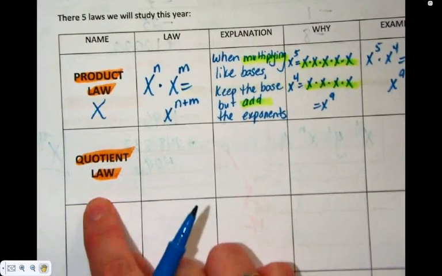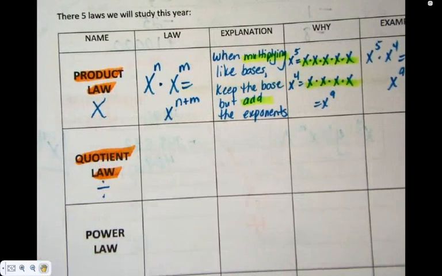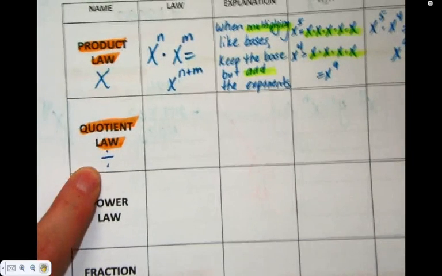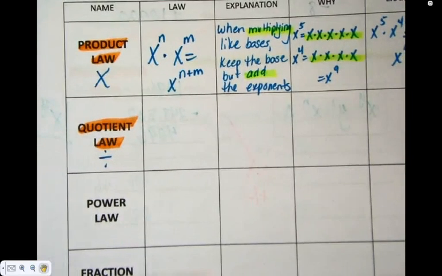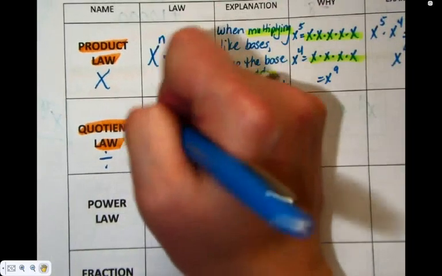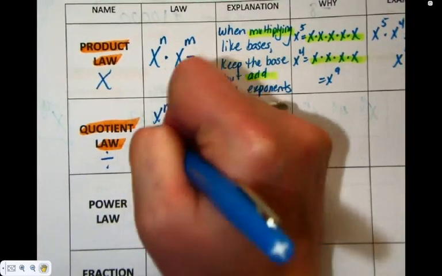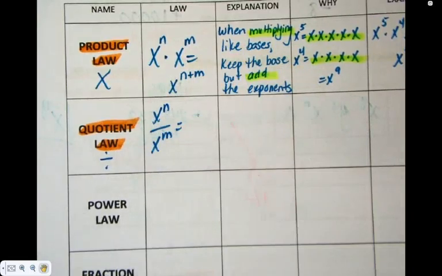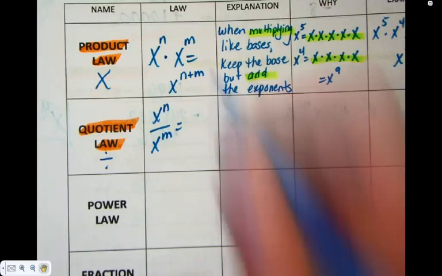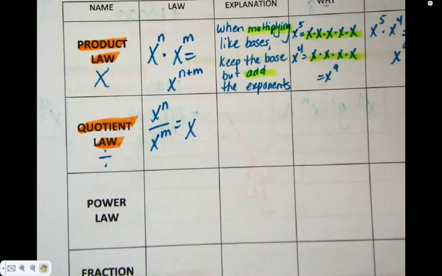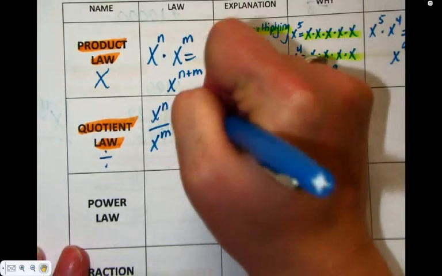What does quotient mean? Division. Quotient law says x to the n divided by x to the m. And typically we write that as a fraction. X to the n divided by x to the m equals x to the, what did you do in unit 2 when we divided? Subtracted, n minus m.